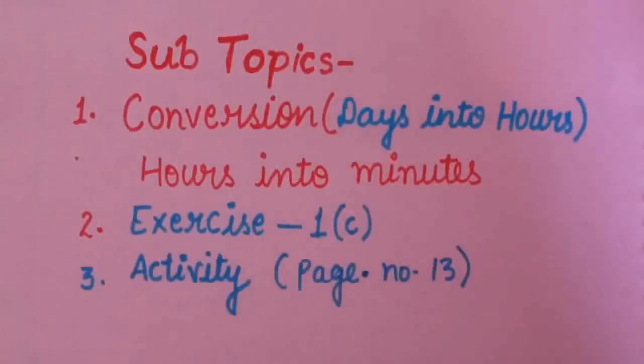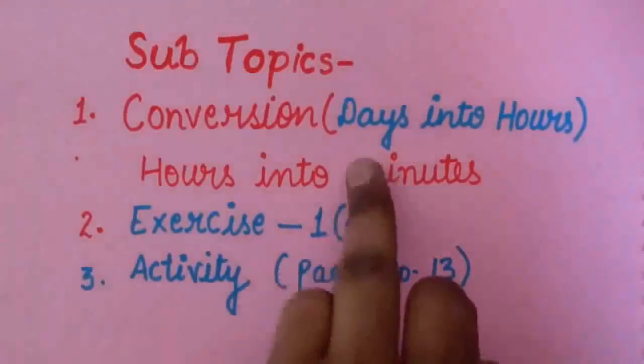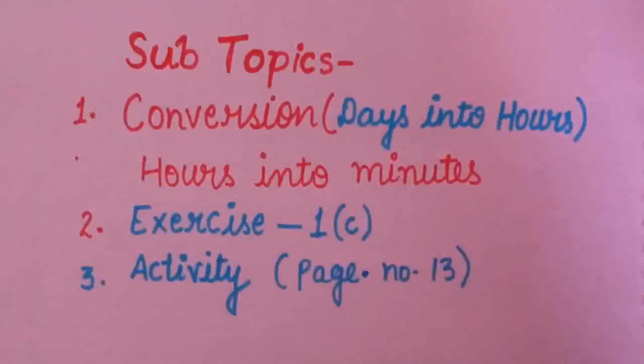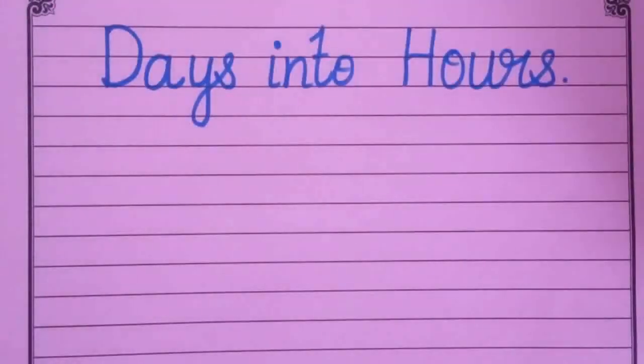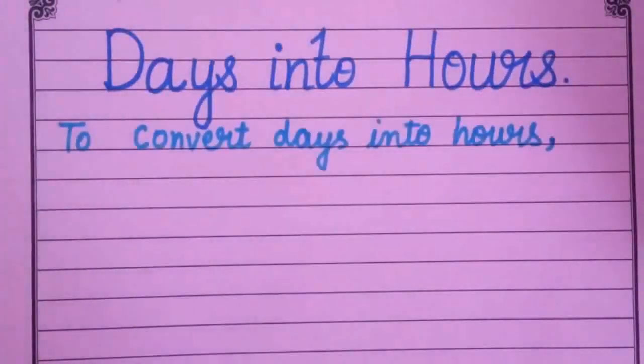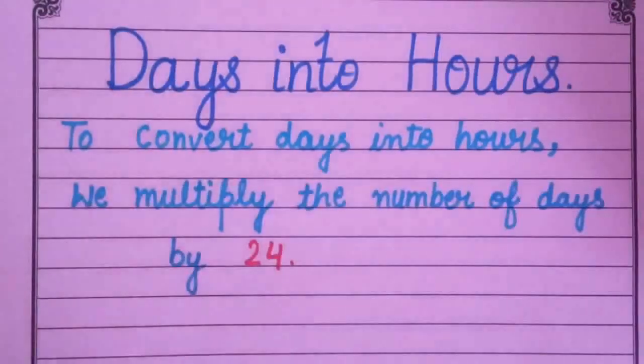Let's start with conversion days into hours. Conversion of months into days we have done in the previous video. Today we are going to discuss days into hours. Okay children, so initially we are going to do days into hours. Whenever you want to convert days into hours, what do you have to do? To convert days into hours, we multiply the number of days by 24.